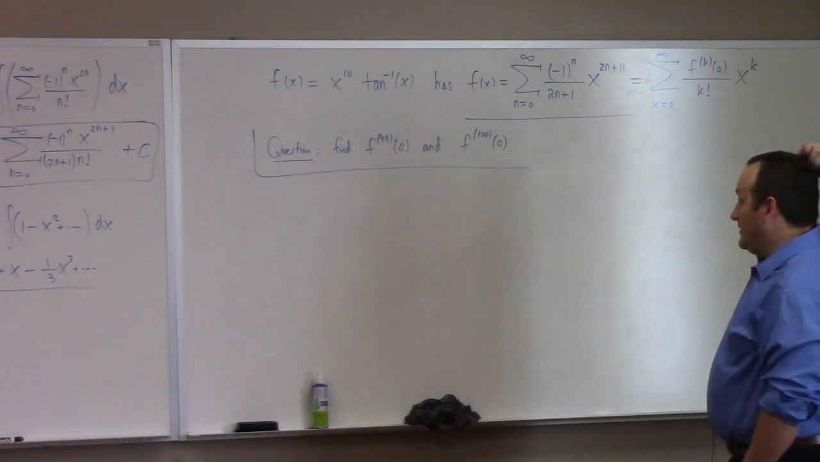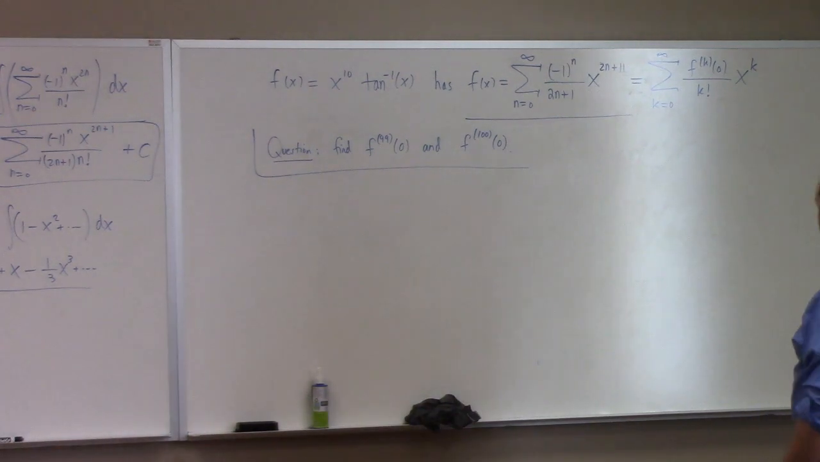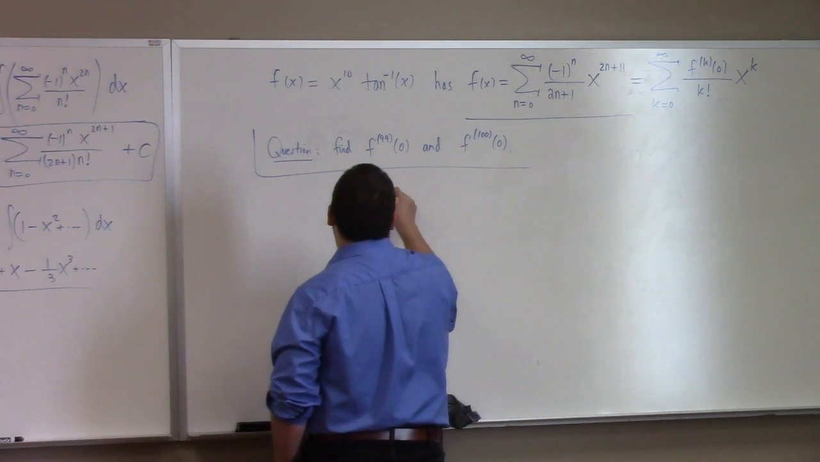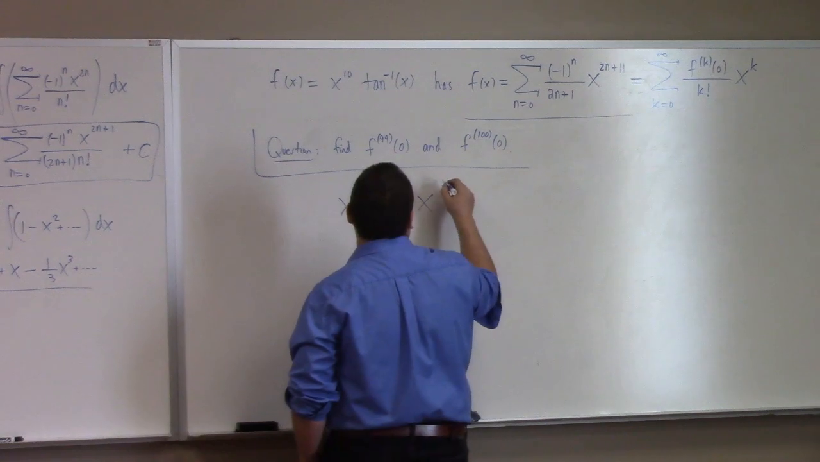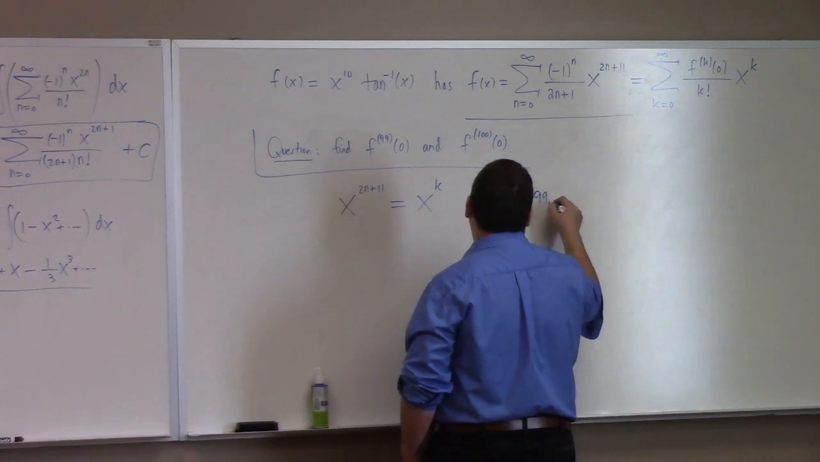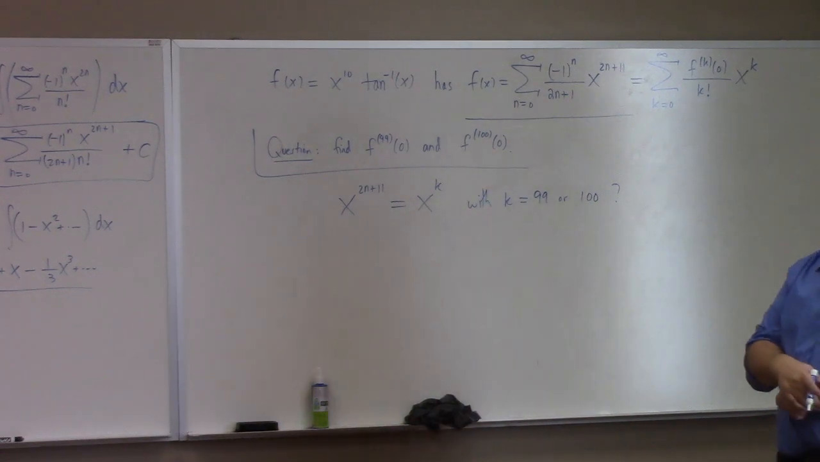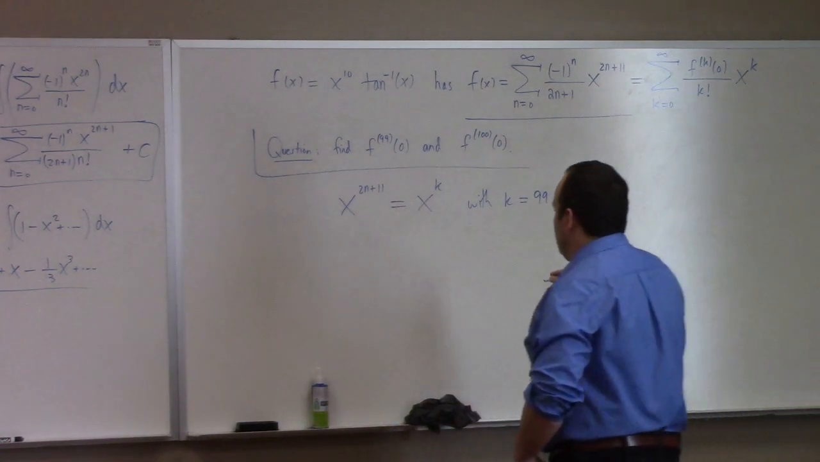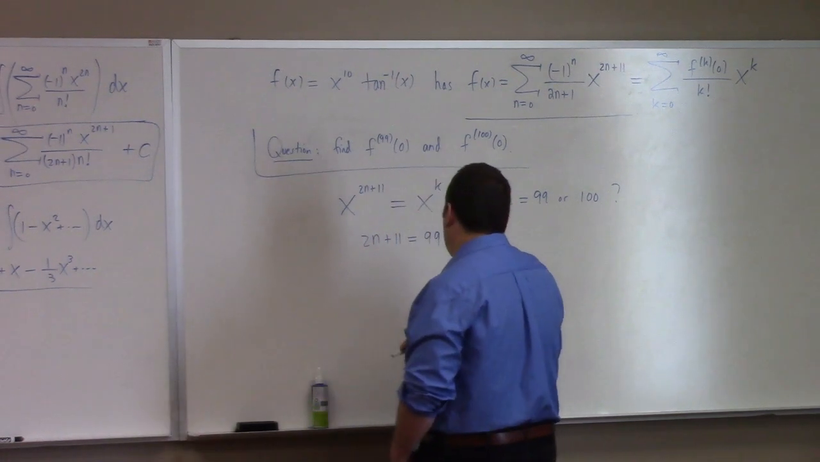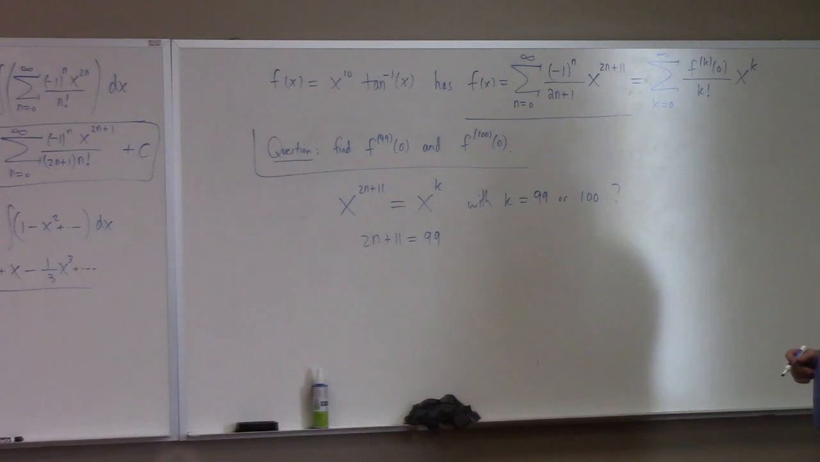So my question, you gotta play a matching game here, right? The powers that are available. The question is, can we have x to the 2n plus 11 match x to the k with k equal to 99 or 100? In other words, you just try to solve: is 2n plus 11 equal to 99 for some choice of n? What n does that give you?